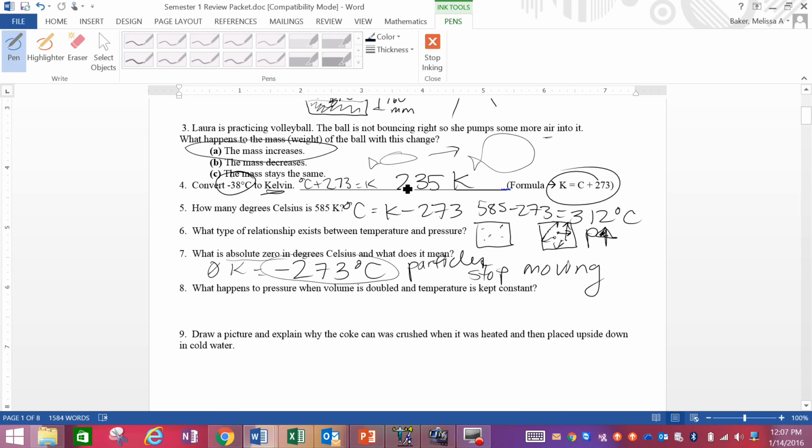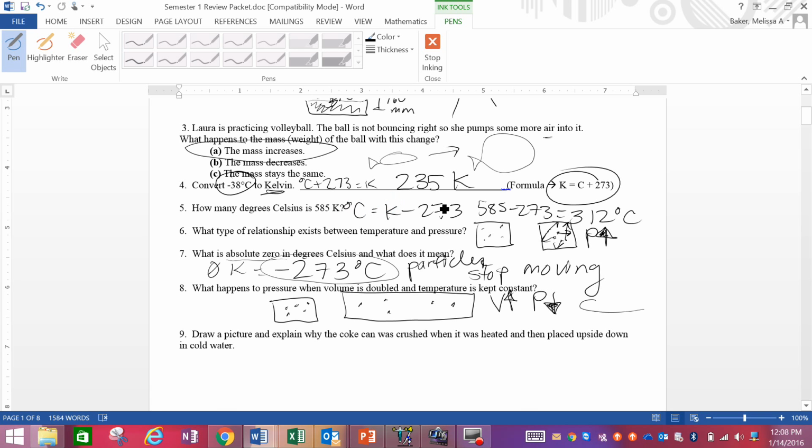What happens to pressure when volume is doubled? Okay, let's go back to our box situation. Here's 5 particles. Now we're giving them twice as much space. I'm trying to double my volume. Are they going to collide with the walls as often? No, because now they have more space. They're spread out here. So when volume goes up, pressure goes down. That's called an inverse relationship.